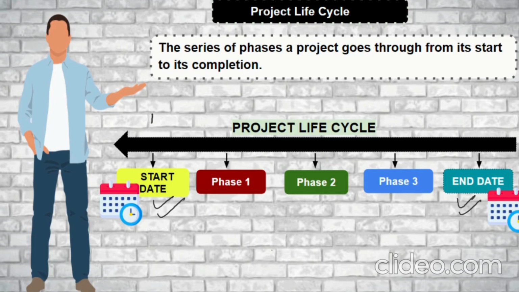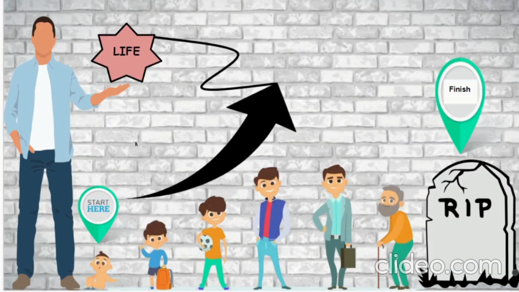The period between this start and end is known as the project life cycle. During the project life cycle, the project goes through different stages. Those stages are known as project phases. It's just like our life cycle. When we take birth, it is the start point, and at the end, death is the ultimate end where life finishes. In between, from birth to death, we have to go through different stages, or you can say phases, which is very similar to what happens in a project.